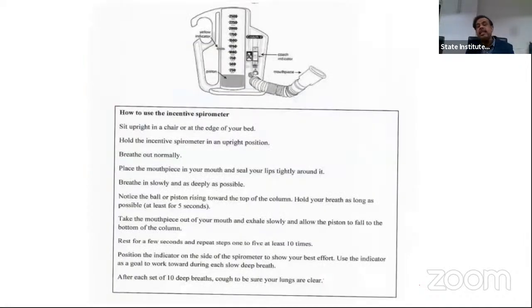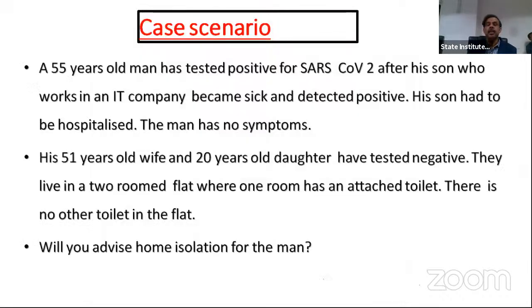So this is another device you may advise to your patient, incentive spirometry, particularly in post-COVID rehabilitation. If possible, you should tell the patient to do this exercise for 5 minutes, 2 times in a day, taking into consideration the patient's energy level and all other things. So you may advise this device, the incentive spirometer, to your patient for lung exercise.